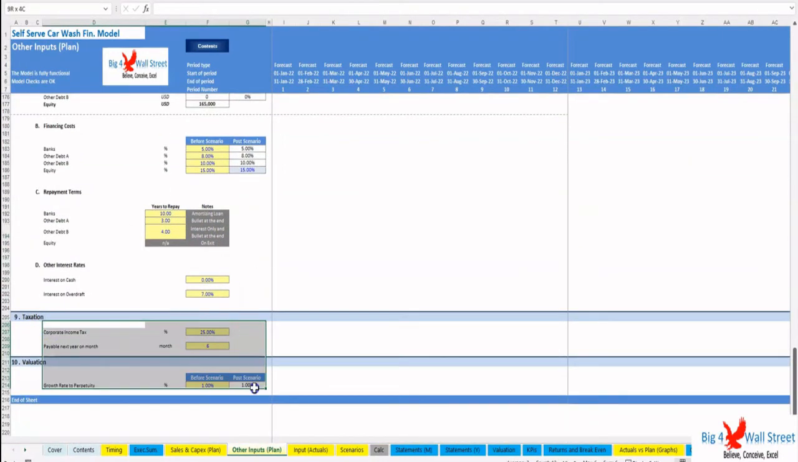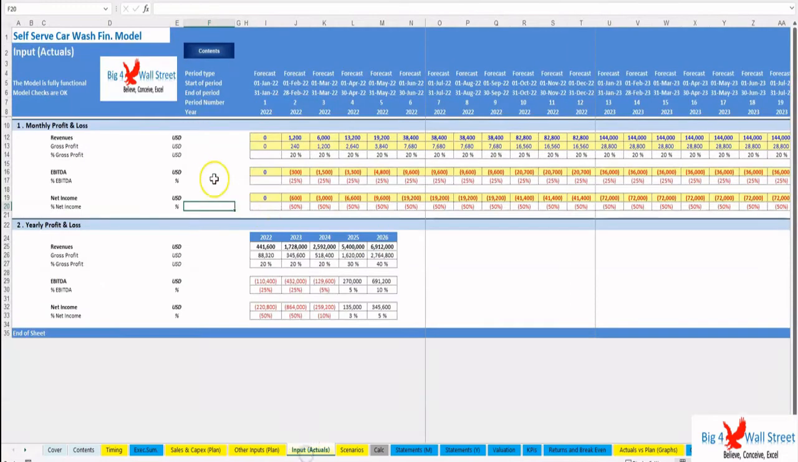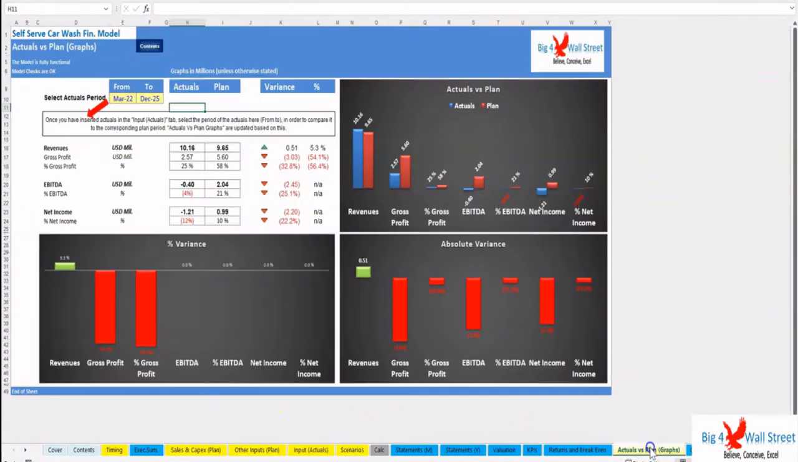In the Inputs Actuals, the user must input the actual figures for revenues, gross profit, EBITDA and net income. This will feed the actual versus plan graphs and compare the actual performance with the forecasted plan and their deviations in both absolute terms and relative terms as a percentage. All the remaining tabs are automatically calculated from the assumptions that the user has set.